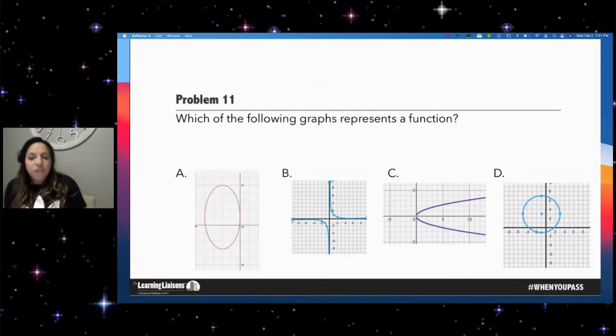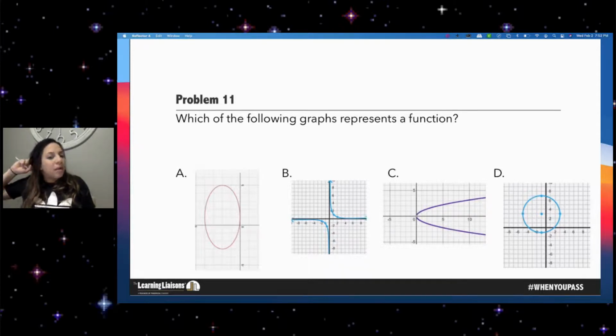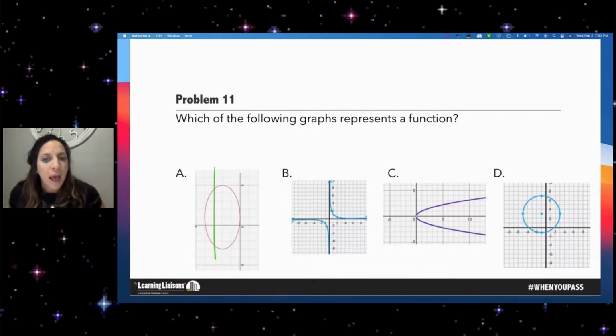All right, which of the following graphs represents a function? And Nicole, this kind of goes back to what you were asking for with input and output. Let's look at it this way: a function has to pass the vertical line test. And if it passes the vertical line test, that means it can only have one y for every x. Don't get that mixed up. It can only have one y for every x.